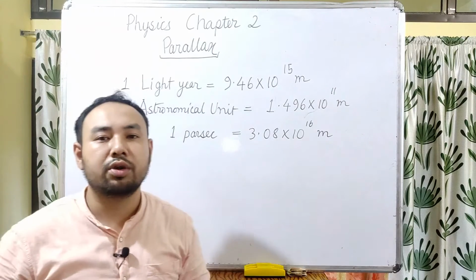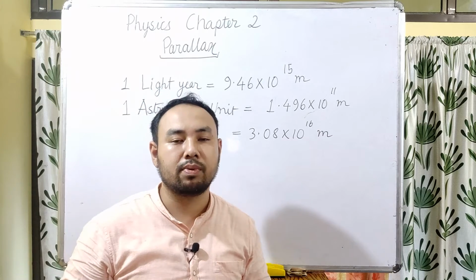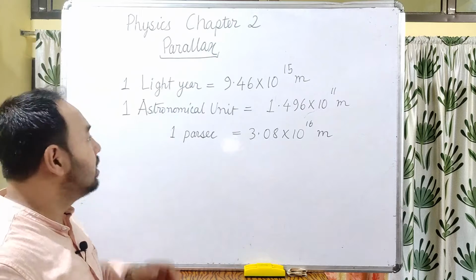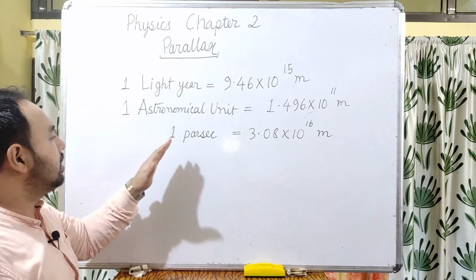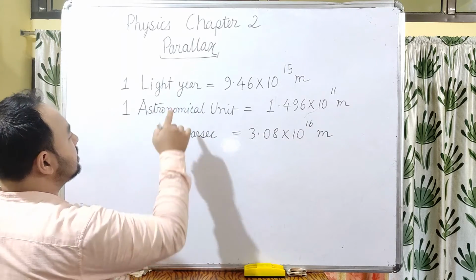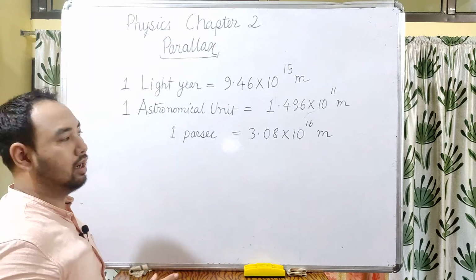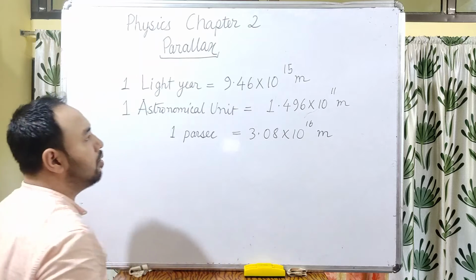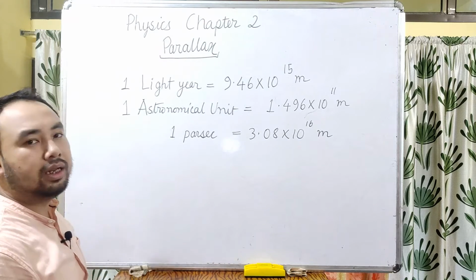Hello students, today we will start with parallax, which is included in chapter 2 of class 11 physics. Before starting with that, we have to understand a few terms: light year, astronomical unit, parsec. So what is light year? It is the distance traveled by light in 1 year, and its value is 9.46 × 10^15 meter. The next is astronomical unit.